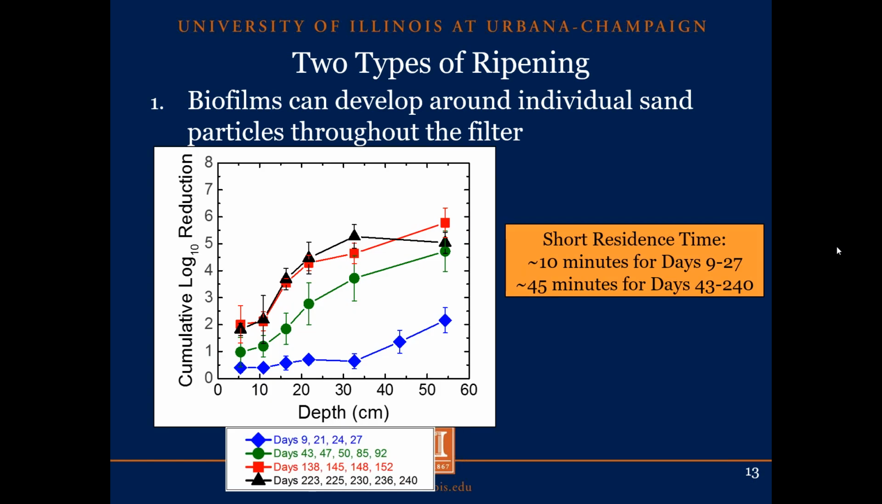For 240 days, we took water samples to determine the effect of depth, residence time, and media aging or ripening on MS2 removal. After that, we took core sand samples at each depth and analyzed concentrations of protein and carbohydrate present in the sand samples. And then finally, we performed 16S rRNA sequencing to determine which bacteria species are present throughout the filter at different depths.